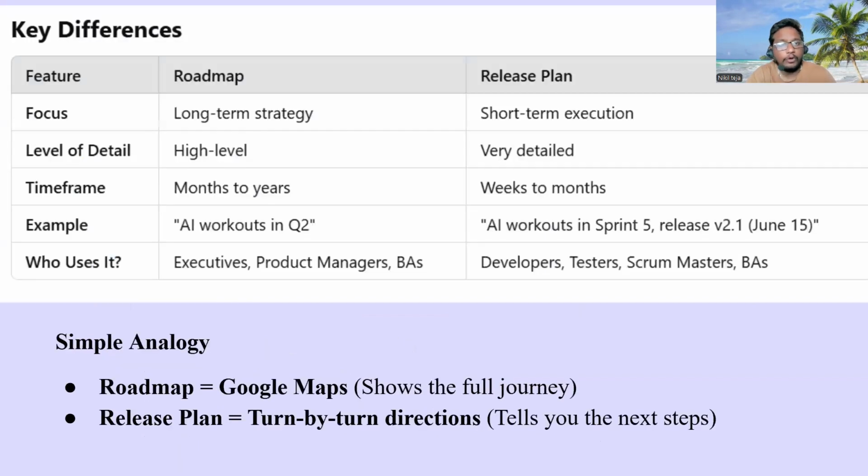So, what are the key differences? The focus: for the roadmap, the focus is on long-term strategy. The release plan is short-term execution of specific releases of the long-term plan. Level of detail: a roadmap is high level, but a release plan is very detailed, low level. Time frame: for the roadmap it is months to years, sometimes 6, 9 or 10 months, sometimes 2, 3 or 5 years, so it is not fixed. But for the release plan, the time frame is fixed, weeks to months. Next, we will go for examples.